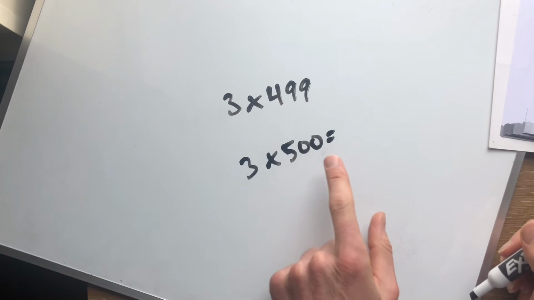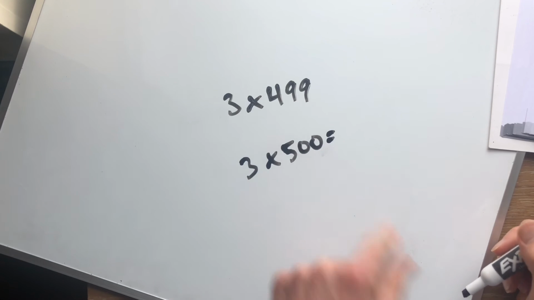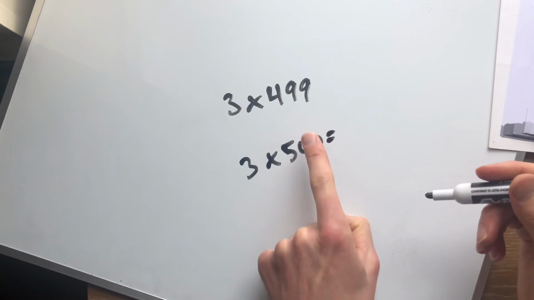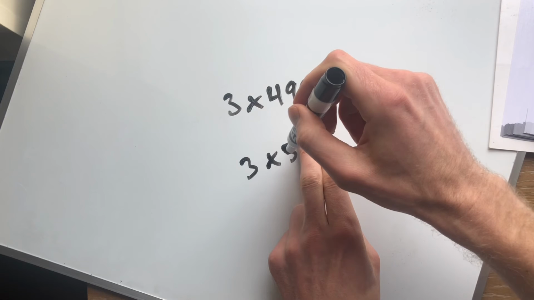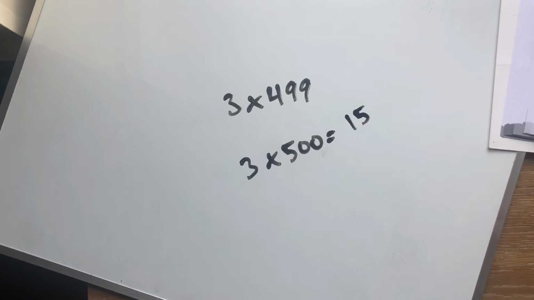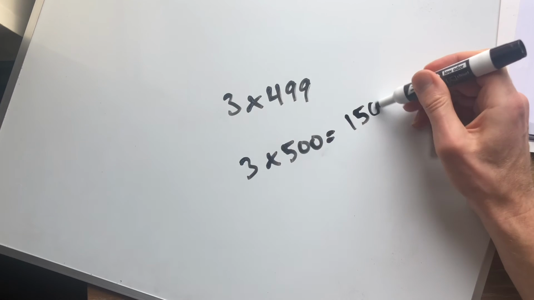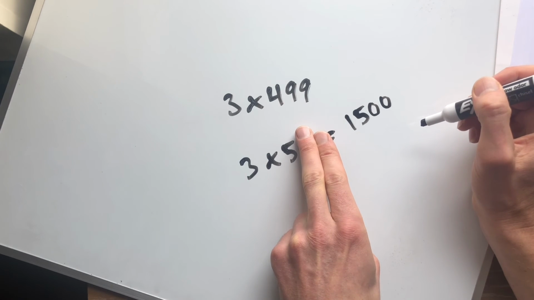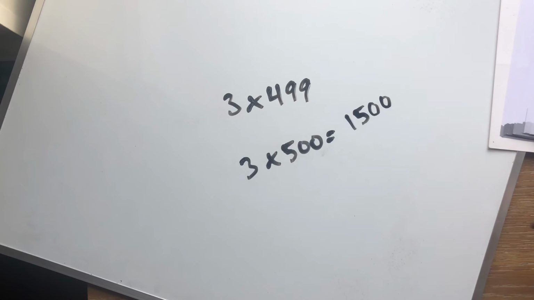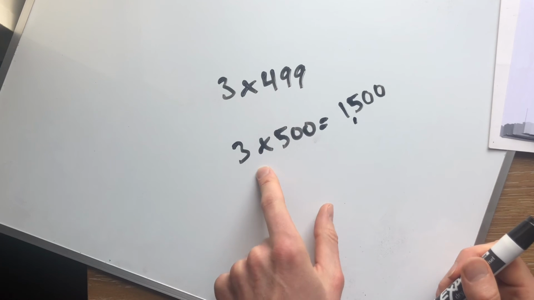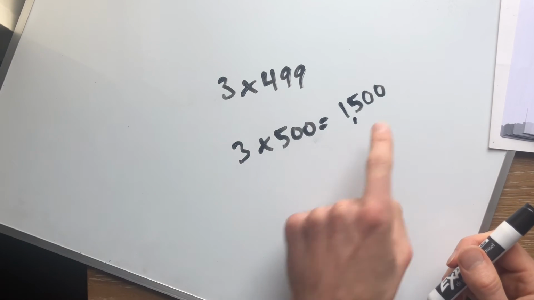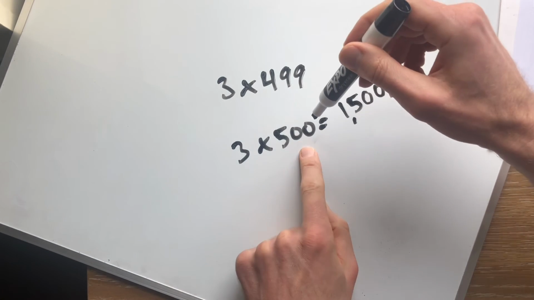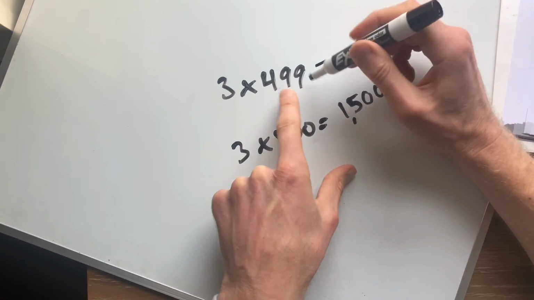Remember our little trick? The trick is you just cover up the zeros. What's 3 times 5? 15. But in this case, we're not talking about 3 times 5 ones, we're talking about 3 times 5 hundreds. So you've got to put those 2 zeros back that you just covered up to make it 15 hundreds, also known as 1,500. So now you figured out the easier problem, 3 times 500, which is 500, 1,000, 1,500, right there. But this is 500 groups of 3. We're actually trying to just figure out what's 499 groups of 3.